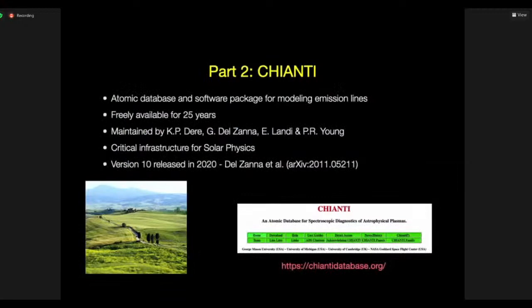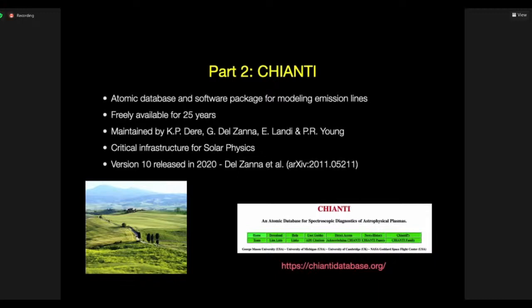Okay, so for the second part of my talk, I'll say a little bit about CHIANTI. This is an atomic database and software package for modeling the emission from optically thin plasmas. It's been freely available for almost 25 years now, and it's maintained by Ken Dere, Giulio Del Zanna, Enrico Landi, and myself. I consider it to be critical infrastructure for solar physics.